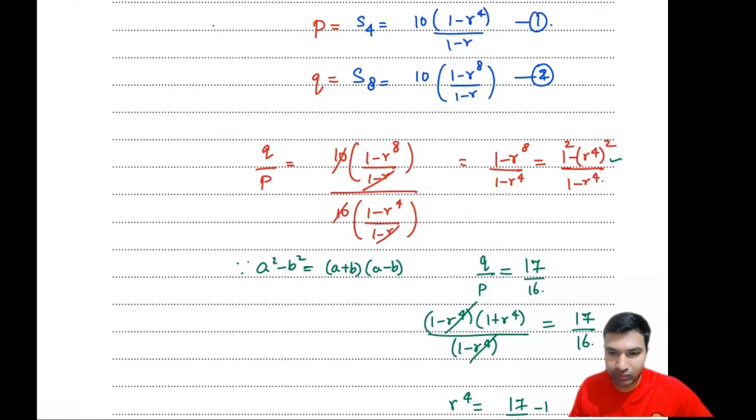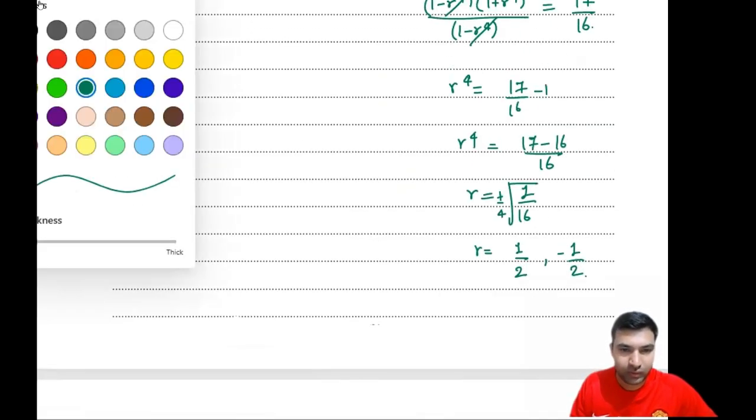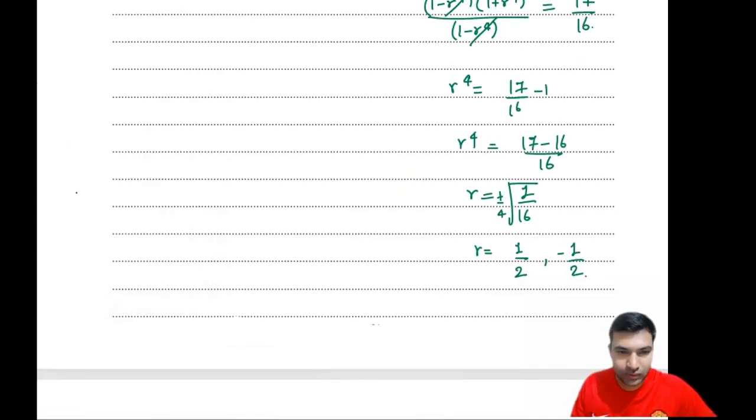So what is the formula for sum to infinity basically? All right. Sum to infinity for case 1, when R is equal to 1 by 2, the formula is A over 1 minus R. So A here is 10. R we got as 1 by 2. So this becomes 10 over 1 by 2, which is equal to 20. So the first value is this.